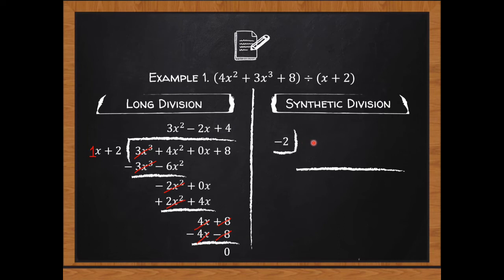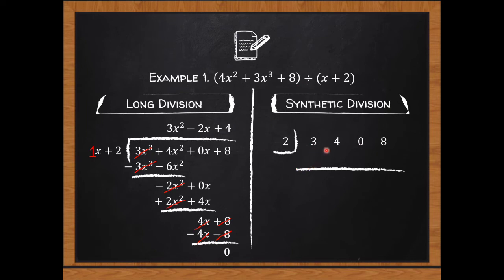Next po, sa first row naman po natin, isisulat natin ang coefficient ng ating dividend. But then, we have to follow the standard form. So, same lang po dun sa long division, kailangan din nating mag-insert ng 0 as the coefficient of the missing term. So, that would be 3, since ang ating first term in its standard form is 3x cubed. And then, ang coefficient ng second term natin is 4, so 4. And then, since missing term po ang variable x, we write 0. And then our constant term is 8.